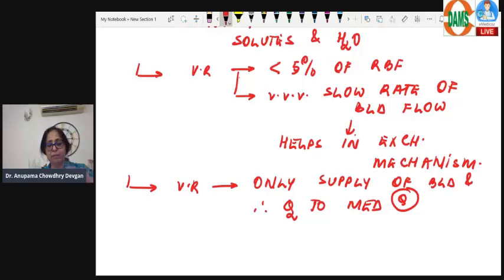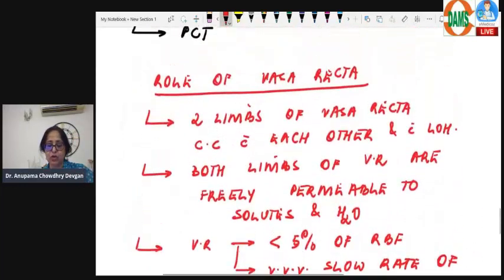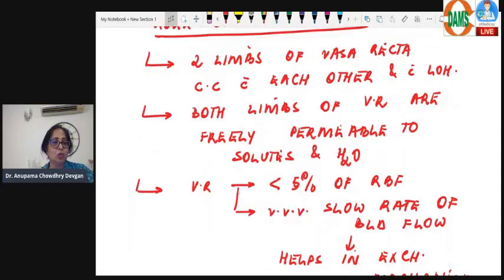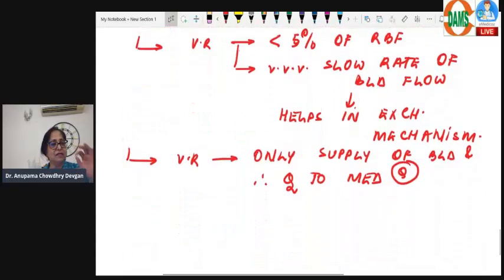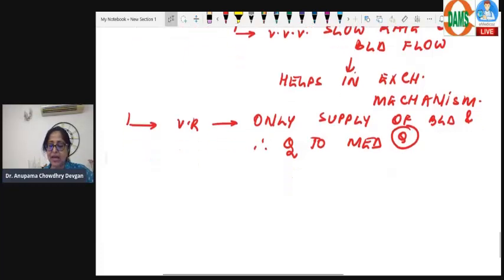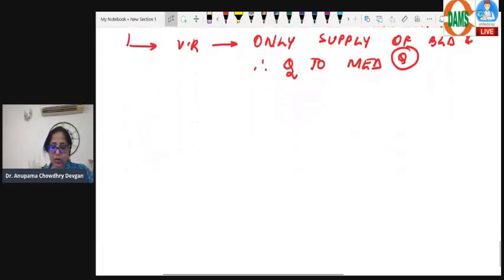So these are four important points about vasa recta which you have to keep in mind, and then we discuss what is the role of the vasa recta. The two limbs of vasa recta are countercurrent with each other and with the loop of Henle. Number two, both limbs are freely permeable to solutes and water. Vasa recta has a very slow rate of blood flow, which helps in the exchange mechanism. And vasa recta is the only supply of blood and oxygen to the medulla.